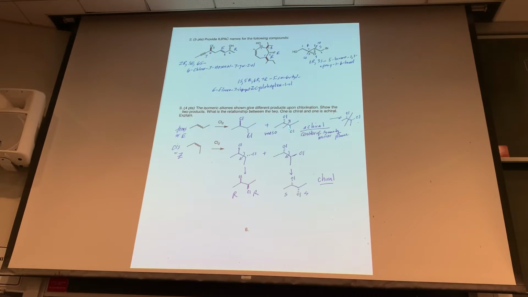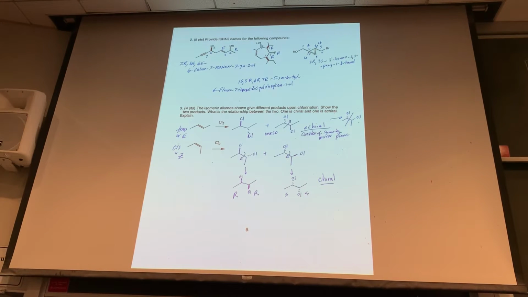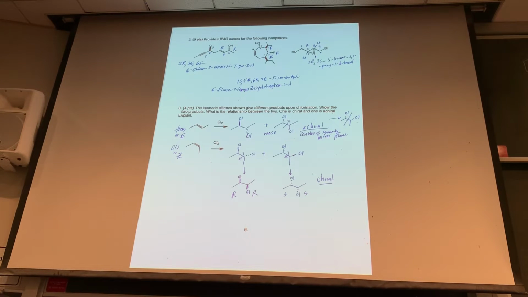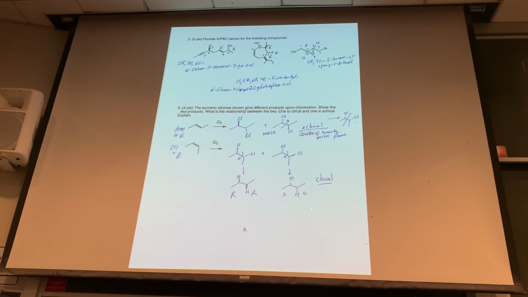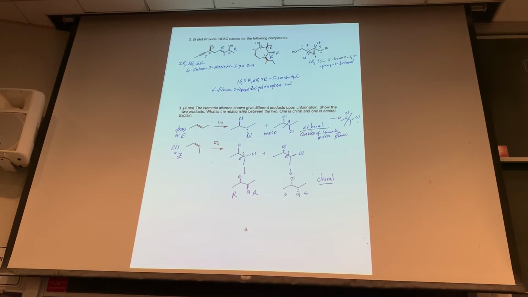RS or SR means what? Meso, if there's symmetry there. The stereocenters are reflections of each other. If you see RR, you know what? That's the chiral one, and its mirror image that's non-superimposable will be the SS, okay? So equal probability you can get either one. So that's the chiral one, it's the achiral one.